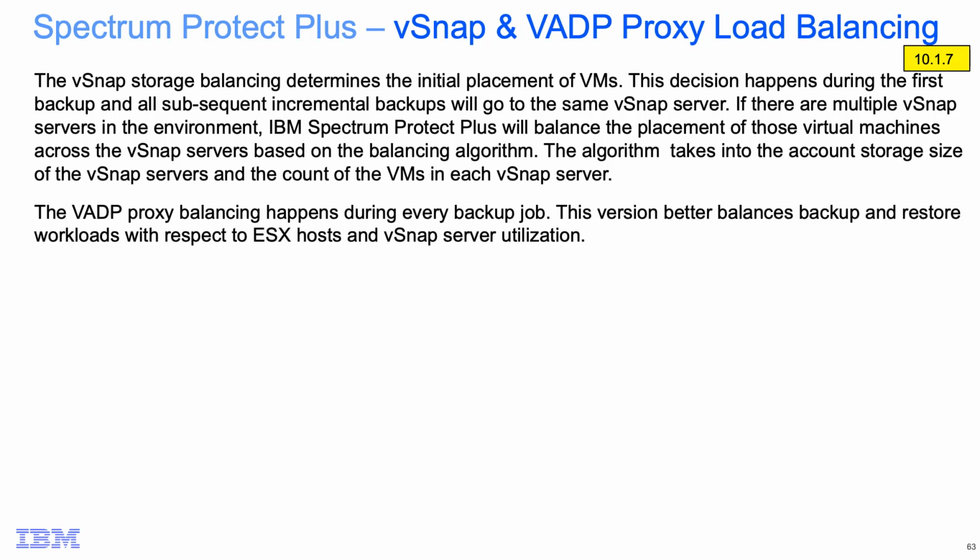Just some details on how this works. The vSnap storage balancing determines the initial placement of the VMs, and this decision happens during the first backup, and all subsequent backups will go to the same vSnap server. So if there are multiple vSnap servers in the environment, Spectrum Protect Plus will balance the placement of those virtual machines across the vSnap servers based on the load balancing algorithm. That algorithm takes into account the storage size of the vSnap servers and the count of the VMs on each vSnap server.